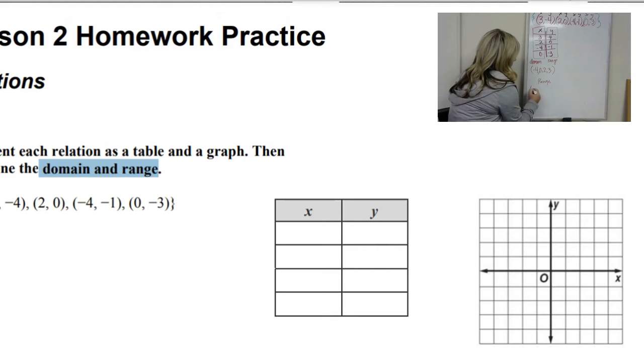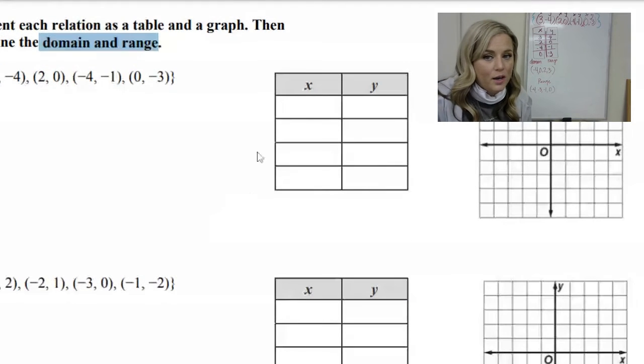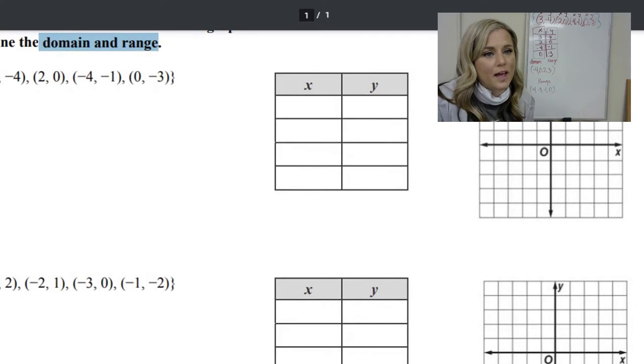So it would be -4, -3, -1, and 0. Okay, so that'd be our range. And the next thing you would do is plot them on here. So our first set right here is 3, -4. So I go over X first, 1, 2, 3, right here, and then I go down 4, 1, 2, 3, 4. And I'd put a little dot there.